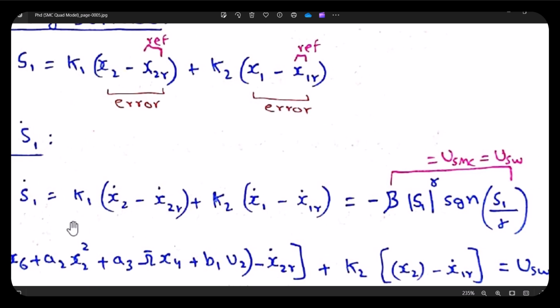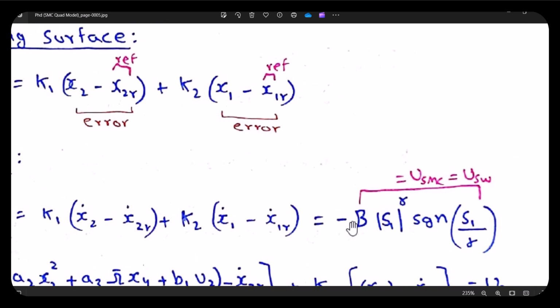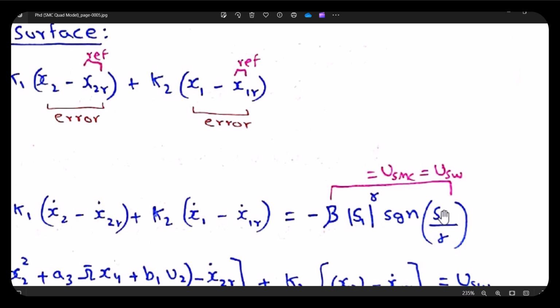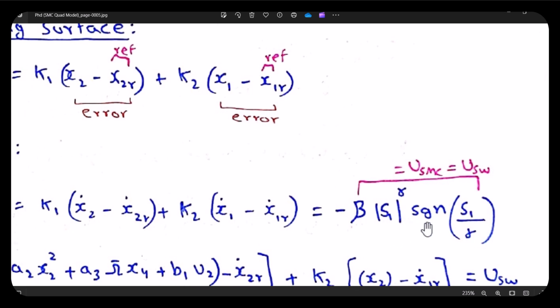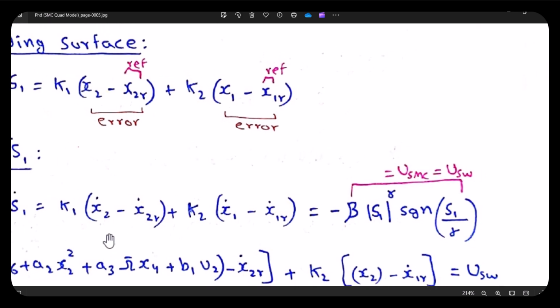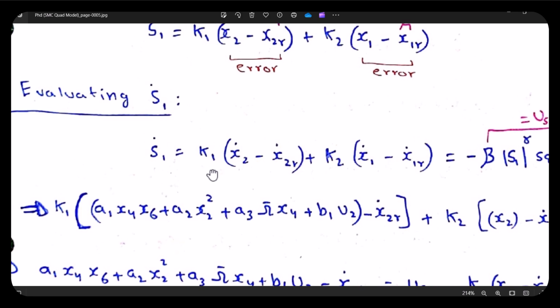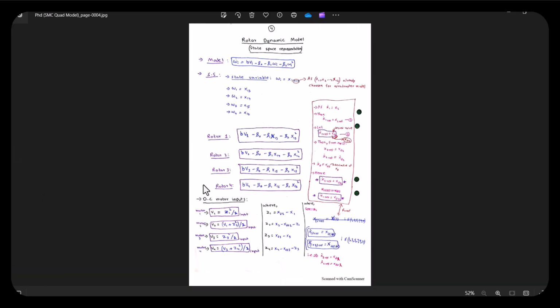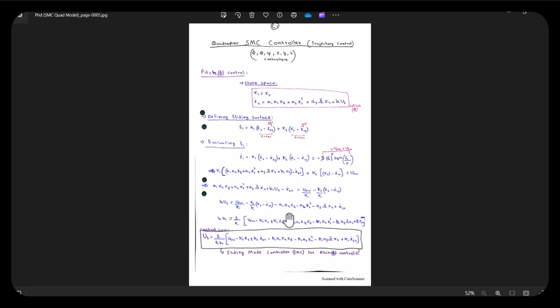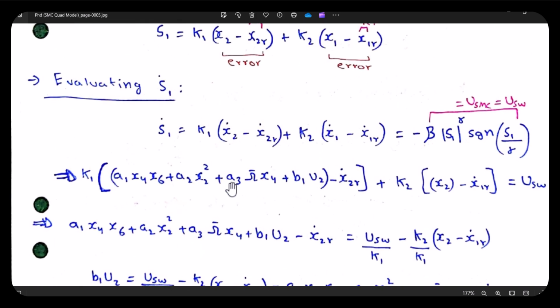Okay, so what we do is we take the derivative and we equate it to this reaching law. Normally we can just use U_SMC, indicating this is the reaching law for SMC, or U_SW, the switching law as well, sometimes called. So rather than writing it again and again, we can just write this small abbreviation. So when we open these values, K1 comes as it is, and apologies. Okay, so yeah, there we go.